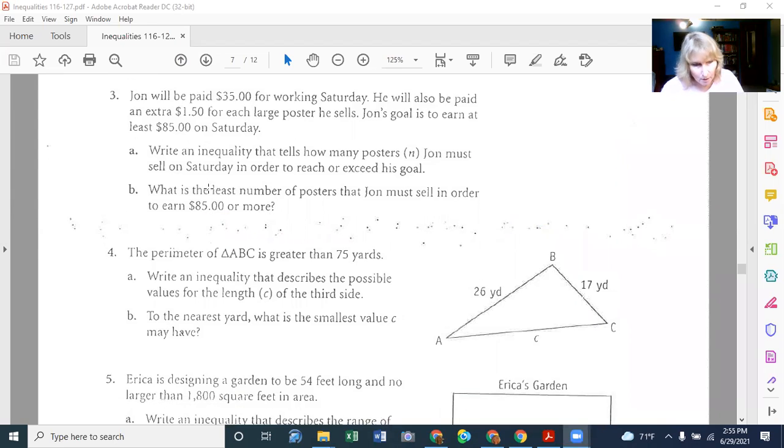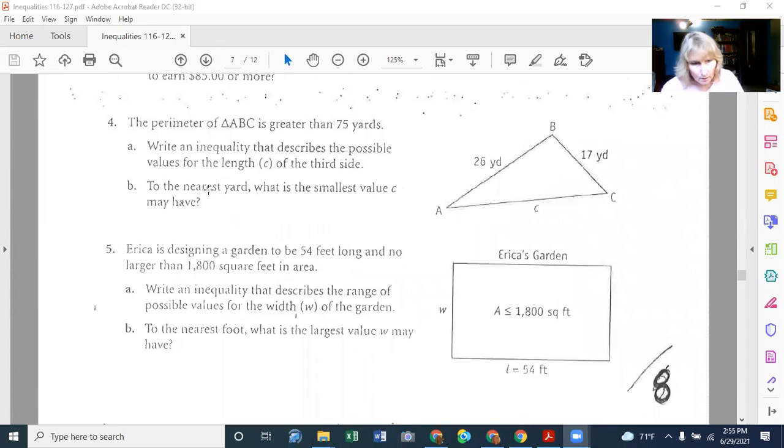5A and 5B. Erica is designing a garden to be 54 feet long and no larger than 1,800 square feet in area. Write an inequality that describes the range of possible values for the width of the garden. So we know that area is multiplying length times width. So let me just make a little white space above here so we've got a little bit of room.